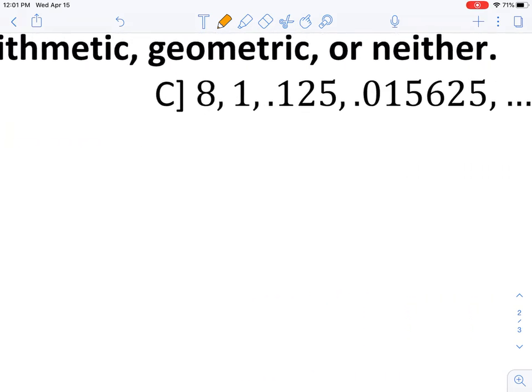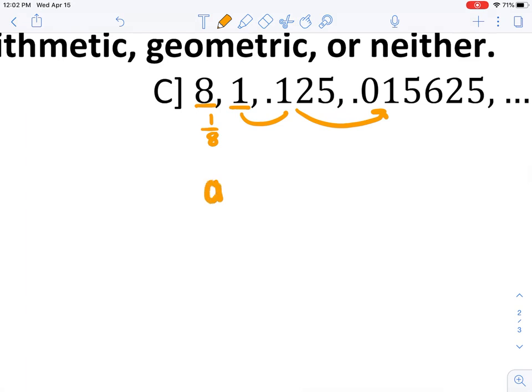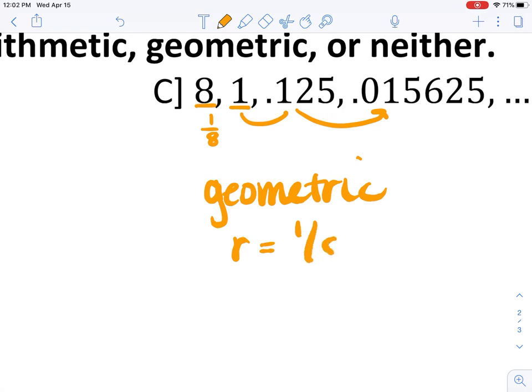This here, -7, this is not -7, so it's not arithmetic. So I have to ask myself, 8 times what gives me 1? 1/8, I can say that in my head. But if you didn't know that, you could always check to see if it's this divided by this. 1 divided by 8 is 1 times 1/8, 0.125. If you don't know, you can check on your calculator. And 0.125 times 1/8, it is. So it is geometric, and the r value is 1/8.